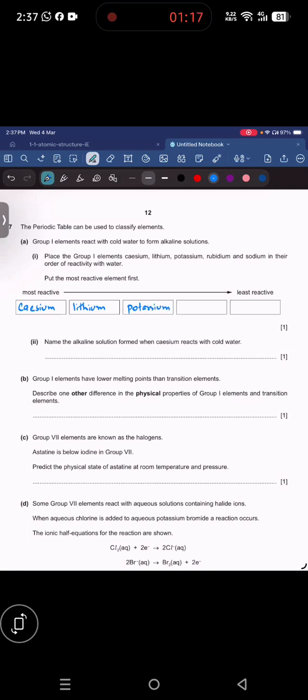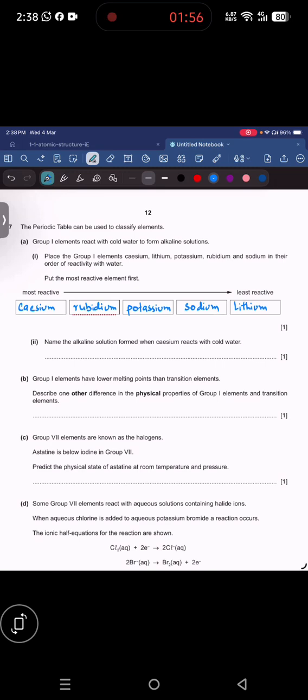Sorry, cesium, rubidium, then after rubidium we have potassium, then sodium, and the last one is lithium.